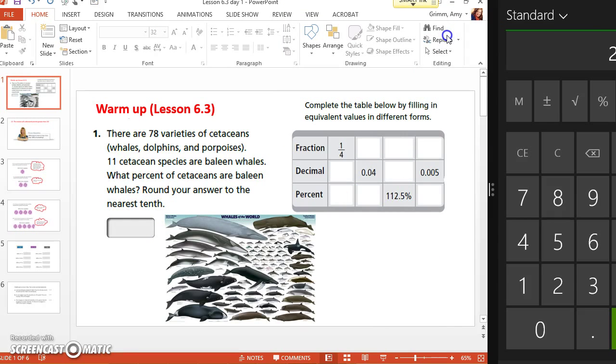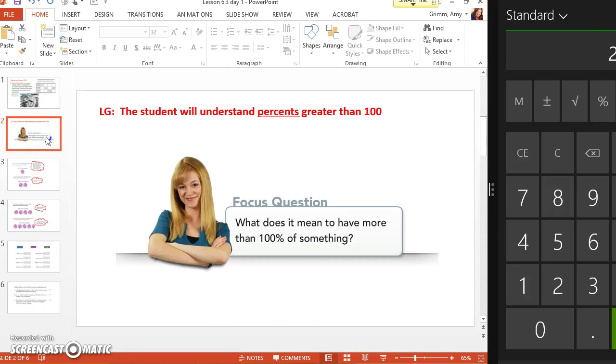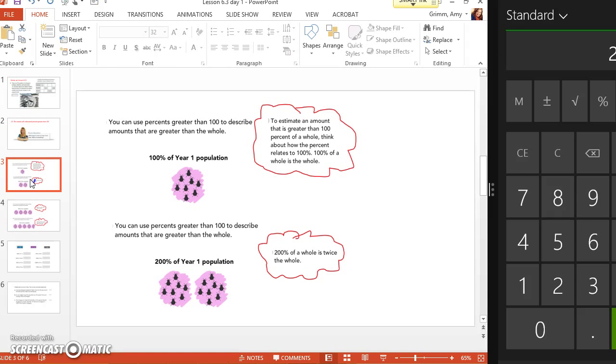Let's go ahead and look at what we're going to do today. Today we're going to focus on percentages that are very large, so over 100%. So we're going to talk about what those look like. All right, so starting here, it says you can use percentages greater than 100 to describe amounts that are greater than a whole. Okay, so if I say in year 1 population, okay, this is 100%.